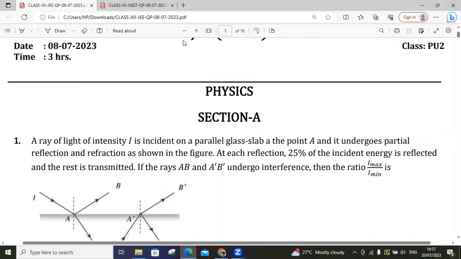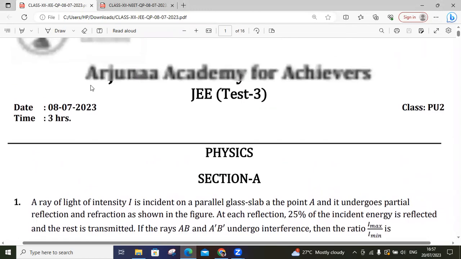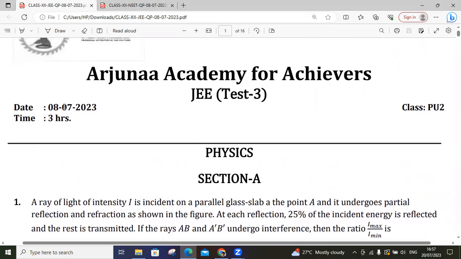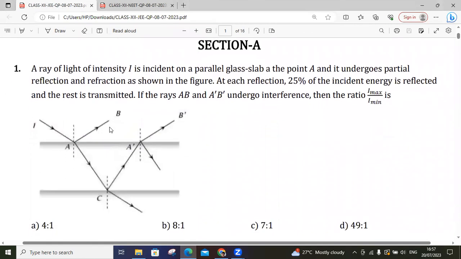So, today we will be solving your JEE paper P02 dated 8th July 2023. So we go to the first question.